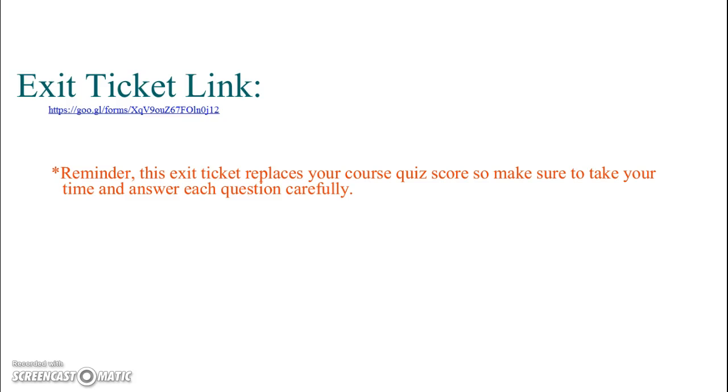So for this one, here's the exit ticket link for the slope lesson. This is the 7.07 lesson. Just a reminder though that this exit ticket is going to replace your quiz score, so it's advantageous for you to take your time and answer each question carefully. If you don't take your time and you just rush through it and you score badly, it's not going to improve your quiz score. This serves as a retake of the quiz in the course.